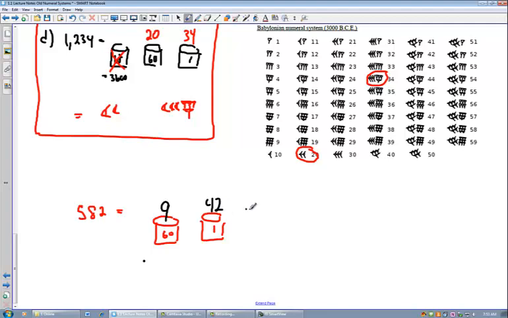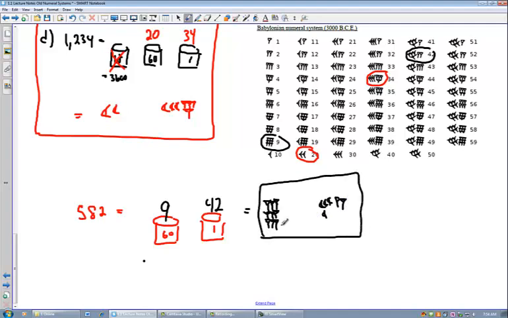And so this is equal to, go find 9 in the Babylonian numeral system. So it looks like this. Just copy down the symbols. This one's not painful because there aren't so many symbols to write down, but there we go. And then find 42. So here's 42. A nice big space. Triangular wedge, triangular wedge, triangular wedge, triangular wedge, and 2. So that's 582 in the Babylonian numeral system.